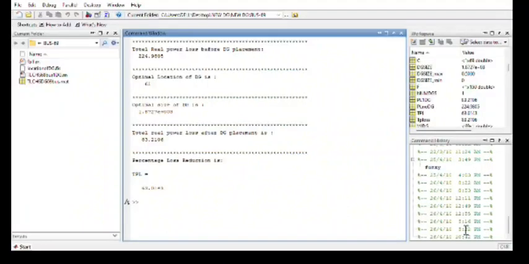These are the output values of IEEE 69 bus, and this is the total real power loss before DG placement, and this is the optimal location of DG. As we are considering a single DG placement, the optimal location for placing the DG is near 61. The optimal size of the DG is this, and this is the total real power loss after DG placement. Here we can observe the variation of total real power loss before and after placement of DG, and this is the percentage of loss reduction.